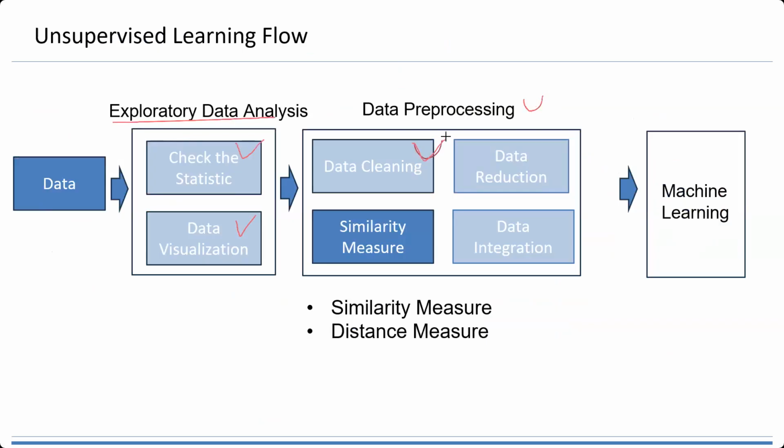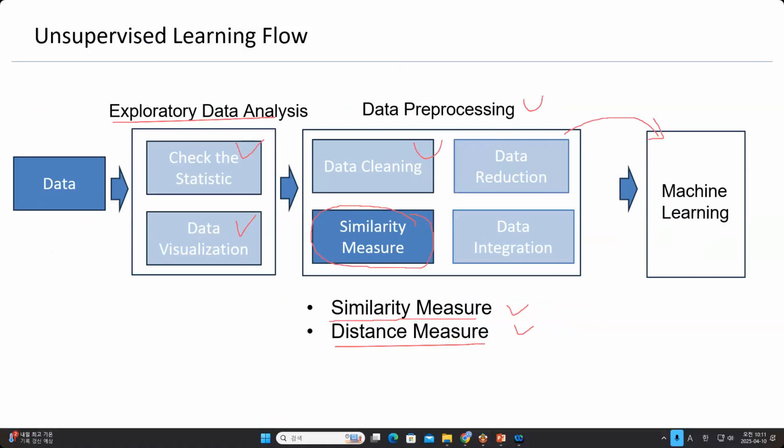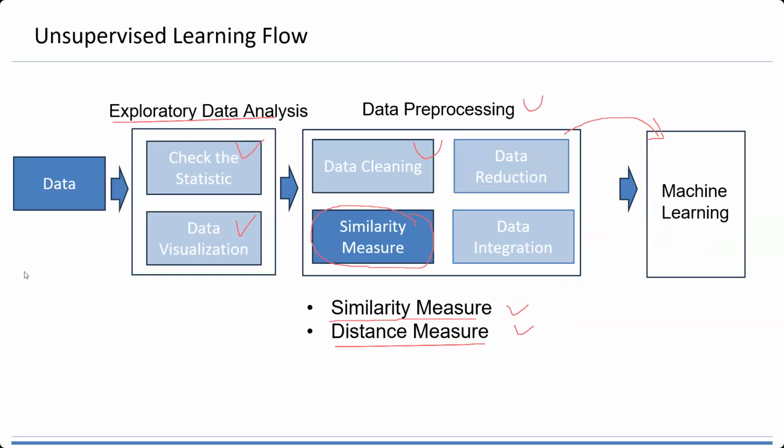But before we do the machine learning, we need to do one more thing. It is the similarity measure, or sometimes we also call it the distance measure. Okay. So those two things are related. Some people want to use the similarity measure, some people want to use the distance measure. Now for this class, I will just use the distance measure to explain some of the methods.